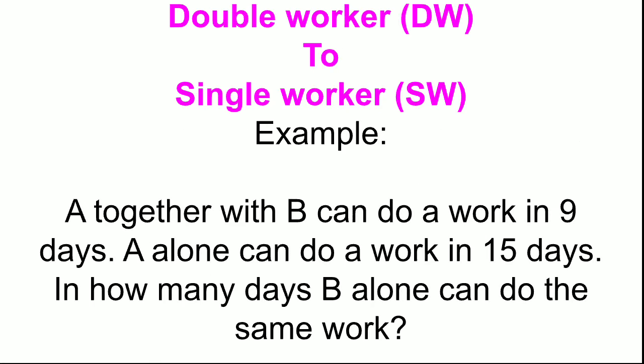Double worker to single worker. Example: A together with B can do a work in 9 days. A alone can do the work in 15 days. In how many days can B alone do the same work?